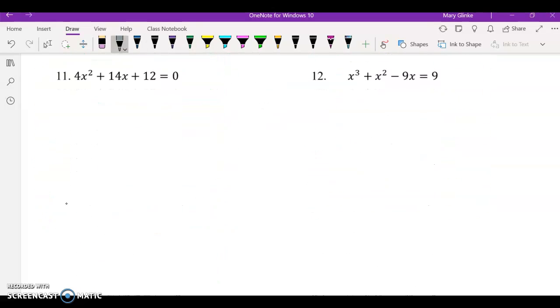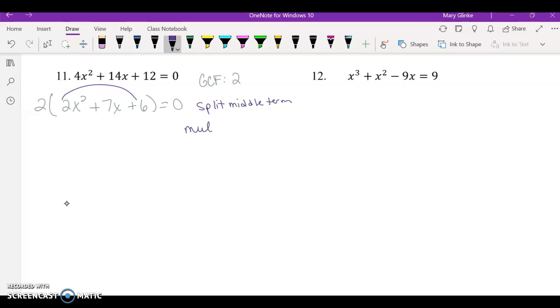So now we have this one here. It already equals 0. The first rule of factoring, once again, is to look for our GCF, and we do have a GCF for this one of 2. If we take out a 2, we are left with 2x squared plus 7x plus 6 equals 0. Here's another example where we have to do split middle term. So we are looking for this one for what multiplies to get 12, but adds to get 7. Those numbers would be 3 and 4.